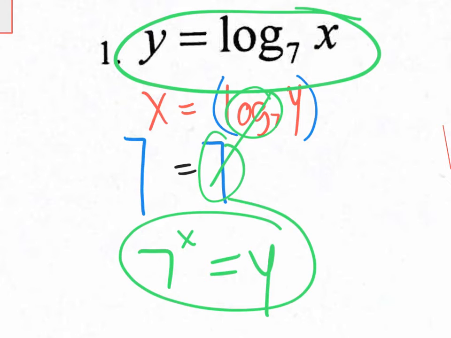Do you have to do all that work? No. Why not? Because we know that awesome trick of covering up the logarithm, and you can actually see your inverse right there. And this only works when there's no h or k. If there's an h or k, you can't do this, right? So y equals 7 to the power of x is the inverse of y equals log base 7 of x.